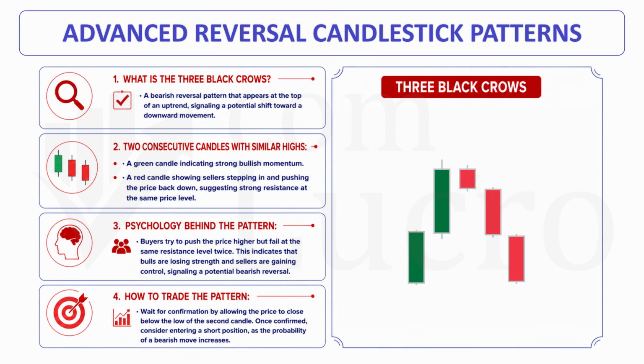This pattern shows that sellers are in control and are steadily driving the market downward. The psychology behind this pattern reflects sustained selling pressure after a period of bullish momentum. The appearance of three consecutive bearish candles suggests that market sentiment has shifted, with sellers firmly taking over.